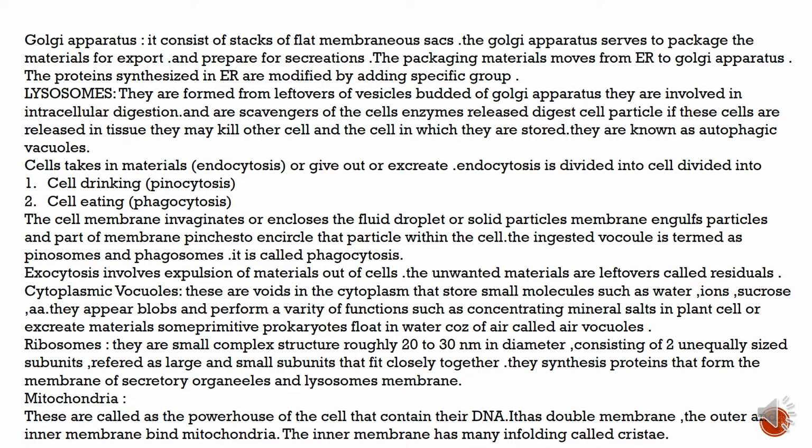Cytoplasmic vacuoles, these are the voids in the cytoplasm that store small molecules like water, iron, sucrose, amino acid, whatever we eat. They appear as bulbs and perform a variety of functions like concentrating mineral salt in plant cells or excreting material. Some primitive prokaryotes float in water because of air and they are called aerocysts.